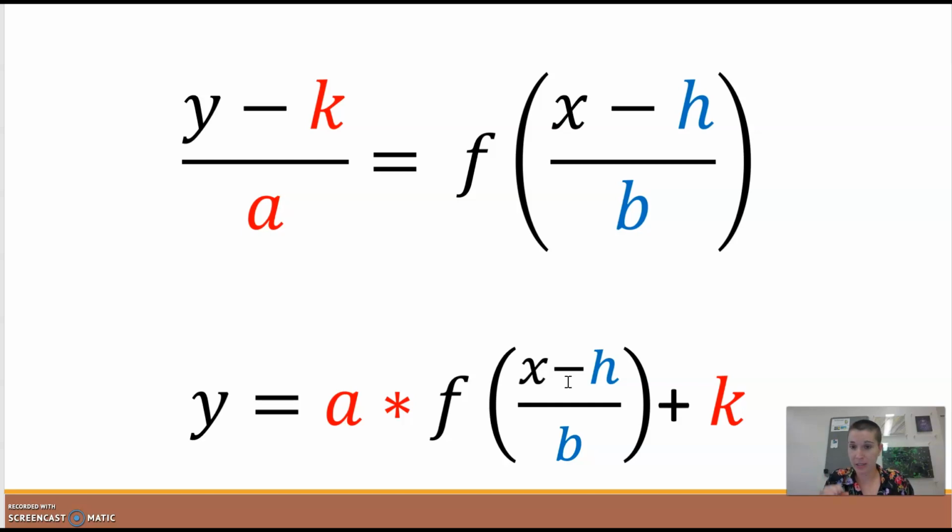So again, that behaves almost the opposite of what you think. If it's x minus a number, then it is going to be moving to the right. If it is x plus a number, it's moving to the left. So bear in mind that everything behaves a little differently than you think.